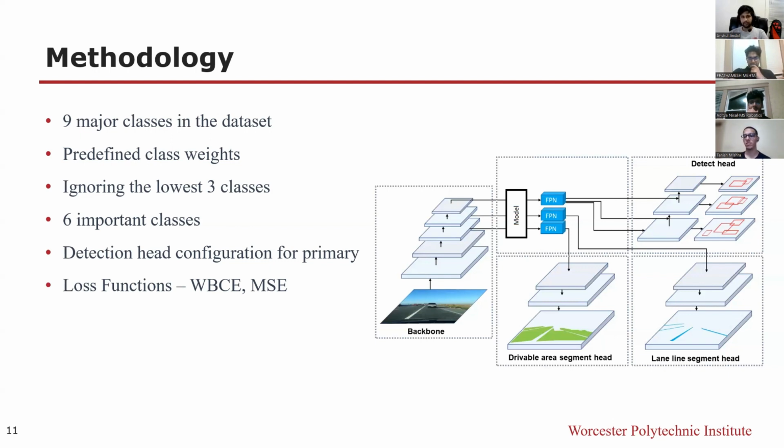For the loss function, we employed the weighted binary cross entropy and the mean square error for different parts of the model. The detect head used the WBCE, while the drivable area segment head and the lane segment head both use a combination of these two loss functions. These loss functions were chosen to optimize our model's performance in detecting and segmenting the selected classes, and this contributed to the overall effectiveness.